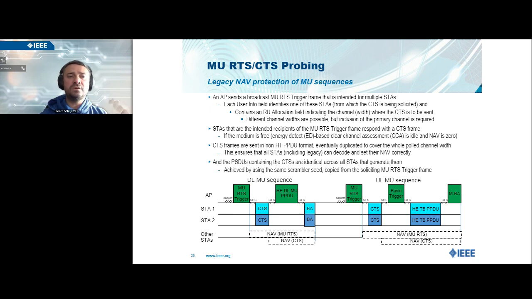acknowledged this MURTS trigger. But the most important thing that needs to be taken care of is that the CTSs have to have the same content, so that the superposition of the bits is such that the FCS of the CTS itself at the AP side passes. Otherwise, the access point will not be able to determine whether the packet is corrupted or not. So to achieve that, we use a scrambler seed at each of the stations that is a replica of the scrambler seed obtained from the MURTS trigger frame, so that they have a common reference.